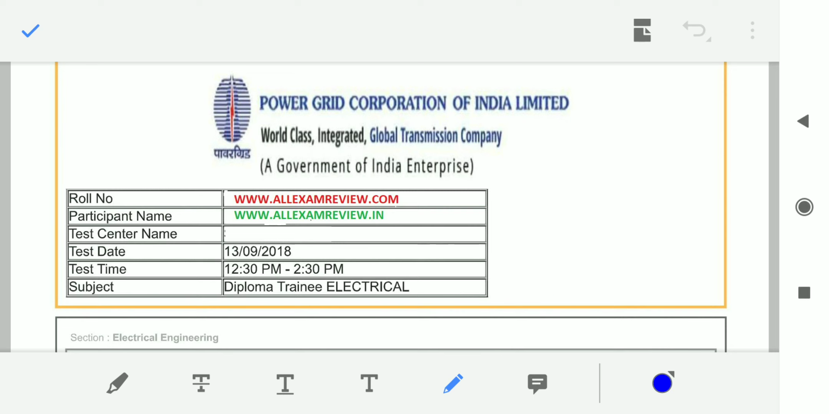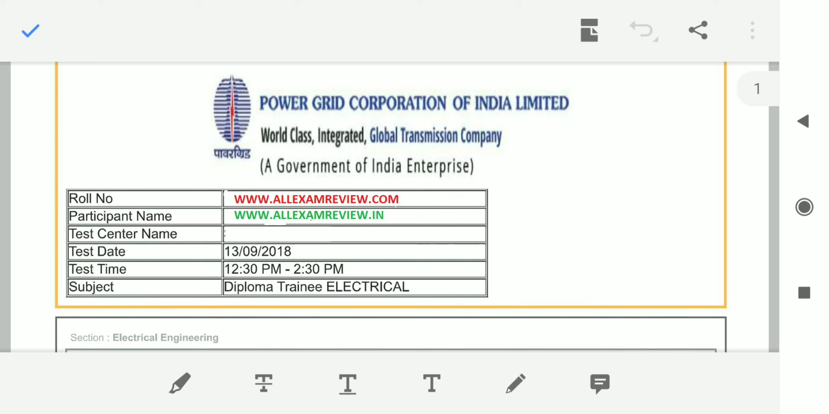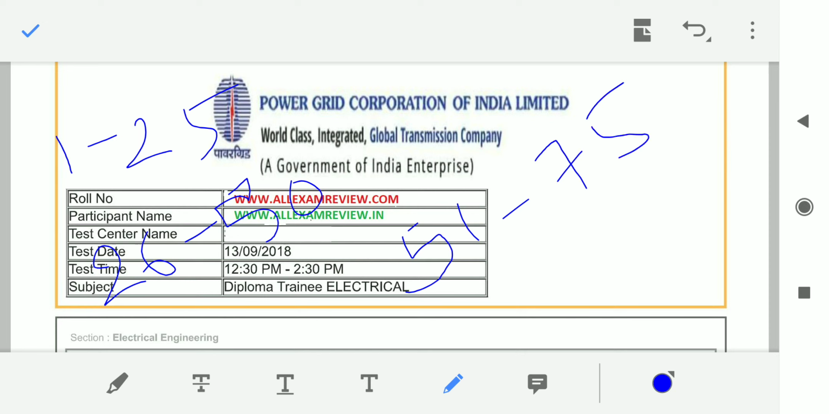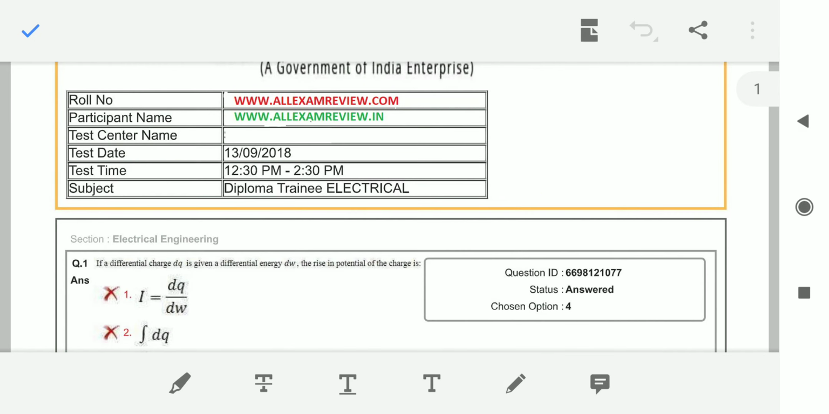Earlier in the previous videos, we have discussed the Power Grid Corporation of India Limited previous year question paper for Diploma Trainee Electrical, Part 1 and Part 2. In Part 1, we discussed bits 1 to 25, and in Part 2, we discussed 26 to 50. Now in Part 3, we would like to discuss bits 51 to 75. Without delay, let's start with question number 51.